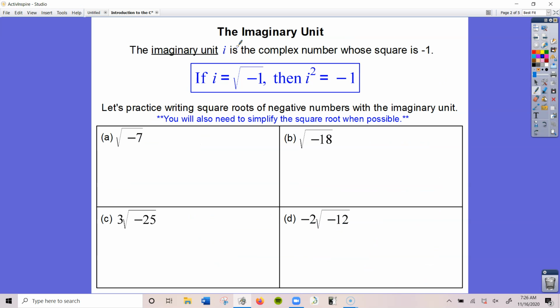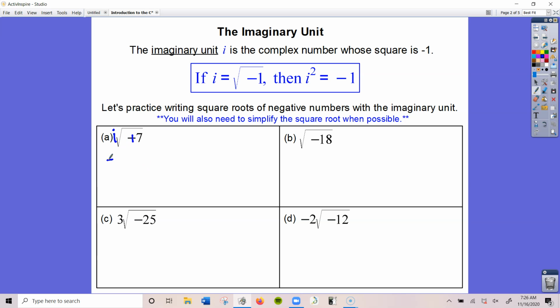So here we have what the imaginary unit is defined to be. i is equal to the square root of -1. And if that's the case, then i squared is equal to -1, because if you square both sides, the square root would end up canceling out. So if we're trying to simplify some of these square roots, whenever you have a negative inside of the square root, just make it positive and bring out i.